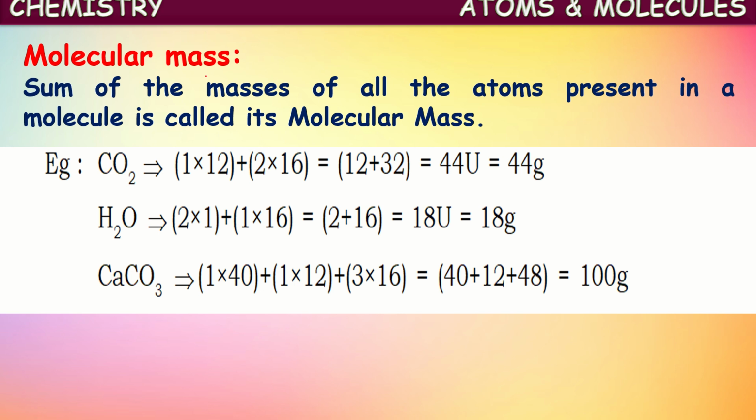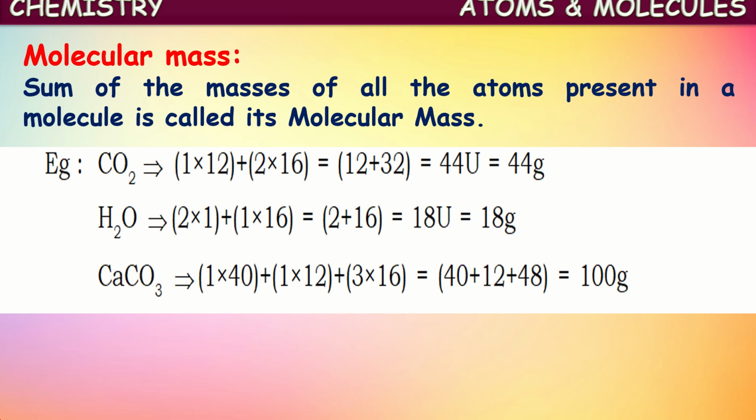Whatever the number of atoms present within a molecule, the total of the atoms' masses is nothing but the molecular mass. Therefore it is defined as the sum of the masses of all atoms present in a molecule is called its molecular mass. So whatever the number of atoms there are, we take the total mass of the atoms within that molecule, which gives rise to a molecular mass.